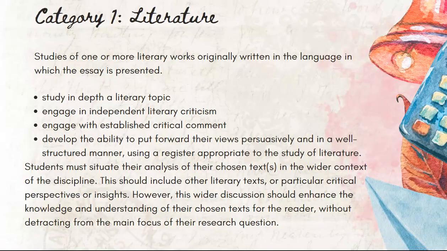So category 1 literature is the basic form of the English EE. This is where you have studies of one or more literary works originally written in the language in which the essay is presented. So when I said category 1, literature A represents English. That is the language of the text that you're studying.